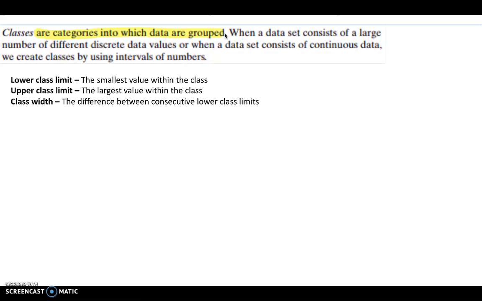So when we've got those scenarios, we create classes by using intervals of numbers. In these intervals, we have a lower class limit, which is the smallest value within the class, and an upper class limit, which is the largest value in the class. Anything that falls in between is contained in that class. A class width is the difference between consecutive lower class limits. So if we've got a 0 to 9 and then a 10 to 19 as two classes, the class width would be the difference between 0 and 10, which is 10.